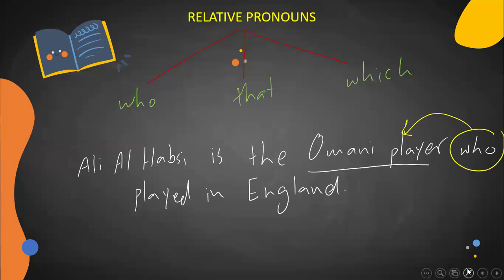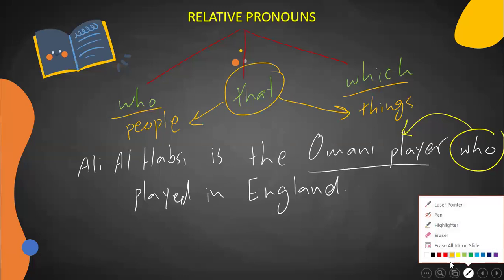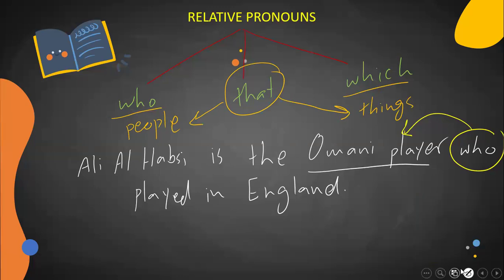Okay, now what is the difference between who, that, and which? We use who with people, which with things. That can be used with people and things. Like in this sentence, we can say Ali al-Habsi is the Omani player that played in England. But it's better to use who when we are talking about people.